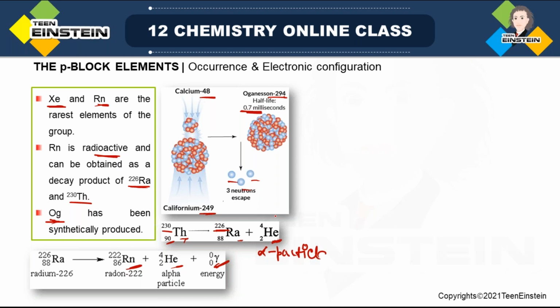Electronic configuration. So here if you add these two numbers, that is 249 and 48, you get 297. The mass is maintained, left hand side and right hand side, so it should be 297, but as 3 neutrons are escaping, that means it will be -3, that means 294.